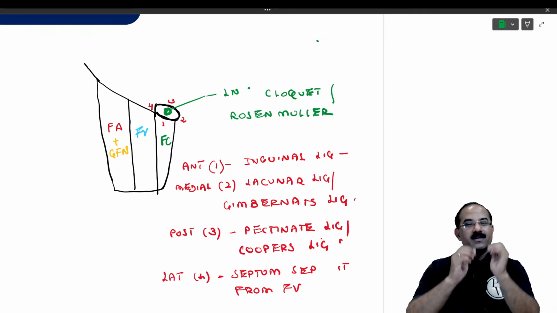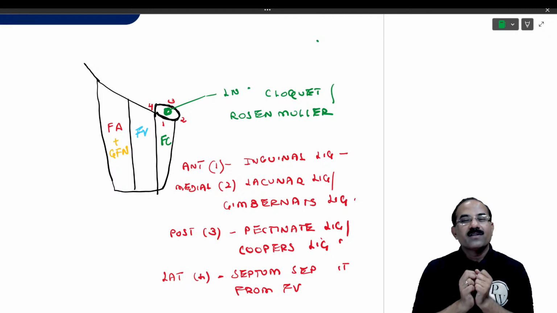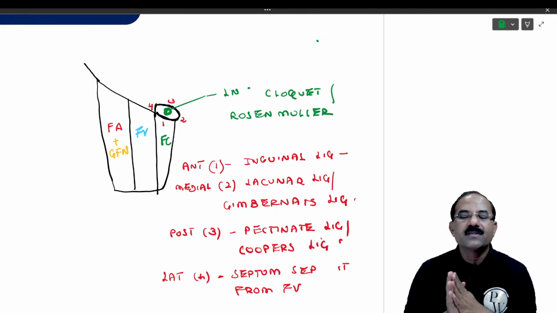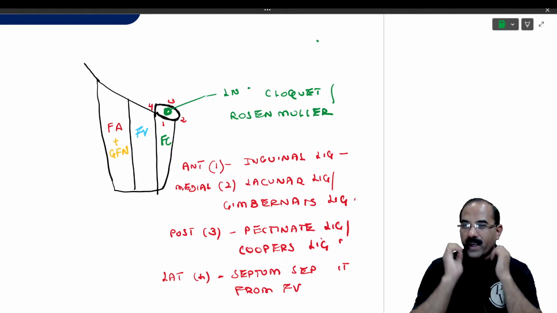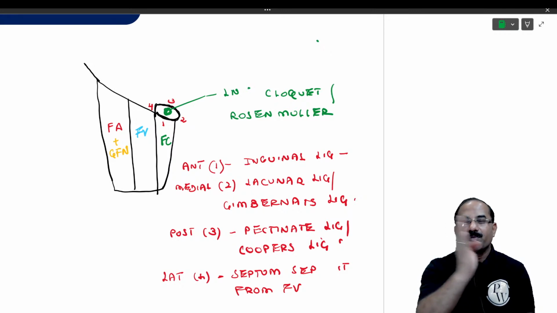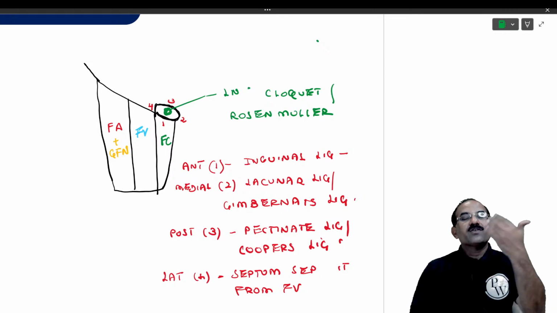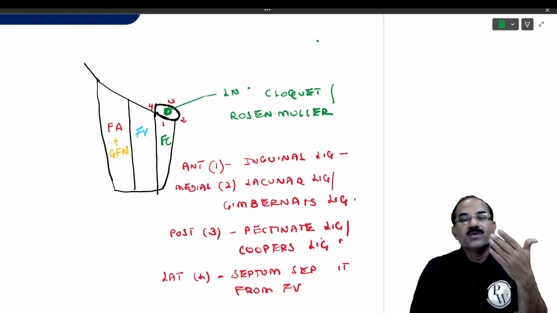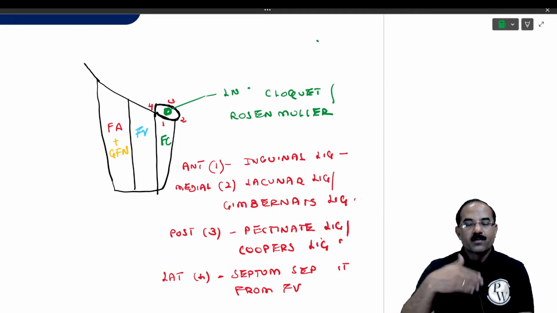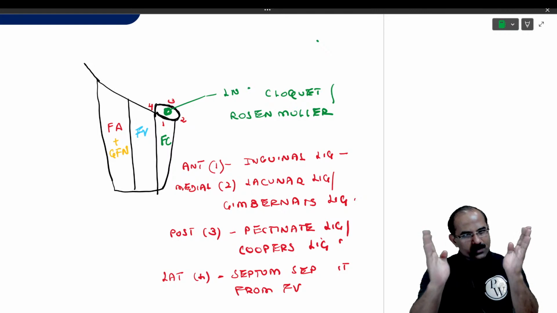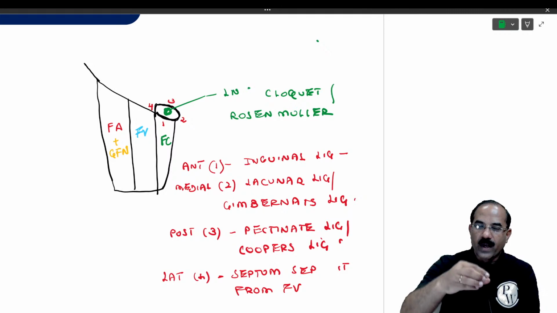Why? Because the pelvis is wider in females. Firstly, the pelvis is wide. Secondly, the femoral vessels are smaller in size. Femoral vessels are smaller, the pelvis is wider, therefore automatically the femoral ring becomes wider in females, right? So chances of femoral hernia are more common in whom? Females, right? Did you understand? Why? Because the pelvis is wide and the femoral vessels are small, so automatically the femoral ring becomes wider in females.